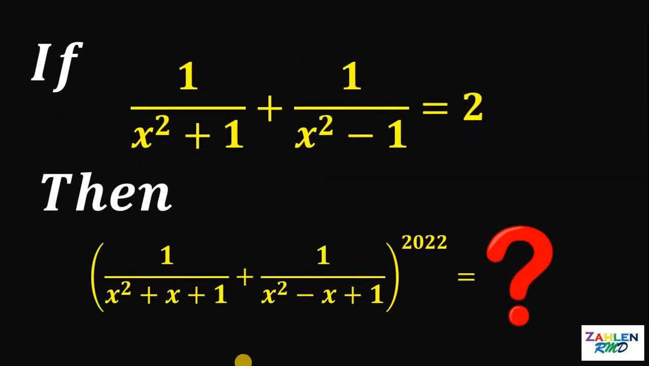Our goal is to solve for the value of (1/(x² + x + 1) + 1/(x² − x + 1)) raised to 2022, if 1/(x² + 1) + 1/(x² − 1) = 2.